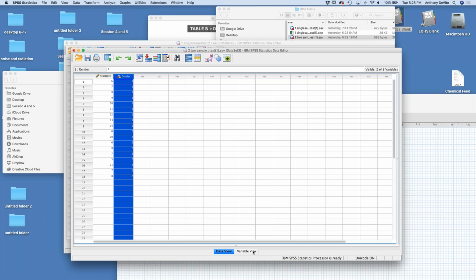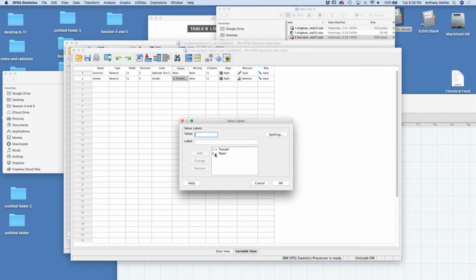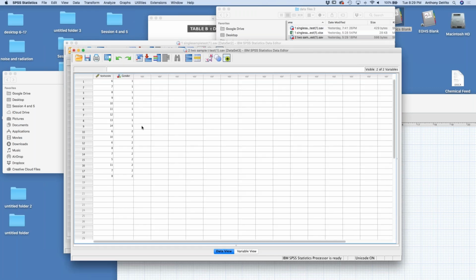But if you go to the variable view, you can see under the values for gender, if I click into the values group, that we've defined for SPSS that 1 equals female and 2 equals male. That's how SPSS knows that 1 and 2 really represent male and female when I turn on the value labels. So I have 2 groups.